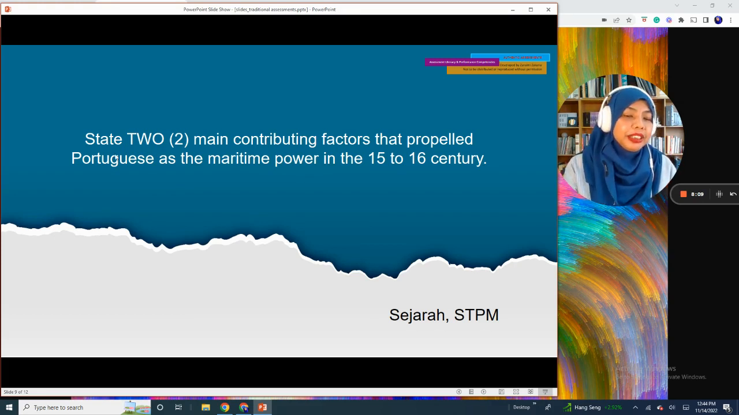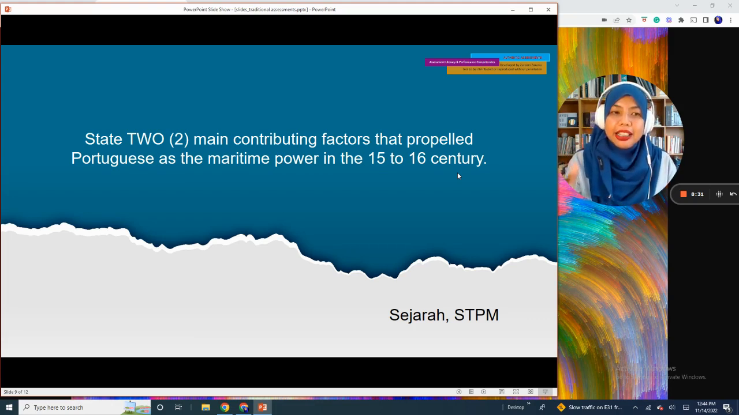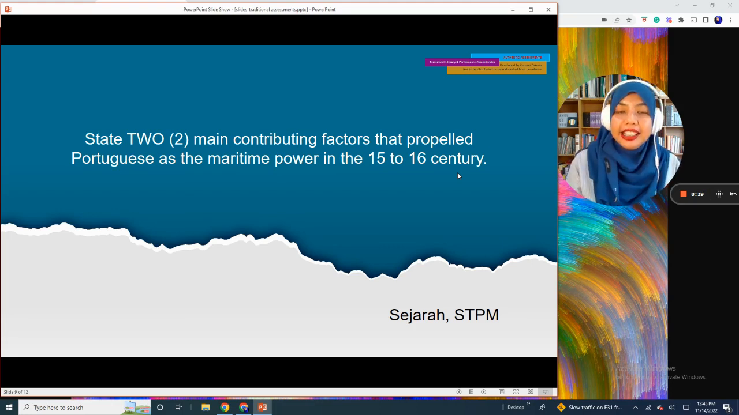So it will sound somewhere along the line of: present the main contributing factors that propelled Portuguese as the maritime power in the 15th to 16th century. Now, the moment we shift this question from a test or exam based item to an alternative assessment task, students automatically have more autonomy to decide the directions that they can take to present the learning that they have acquired on this topic.